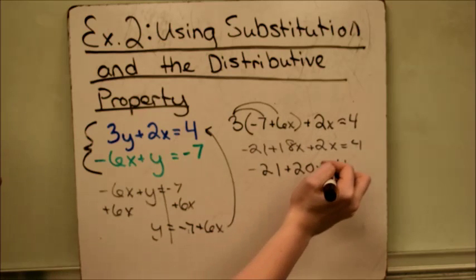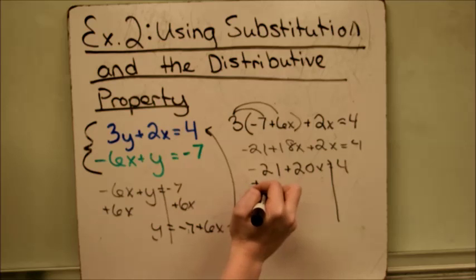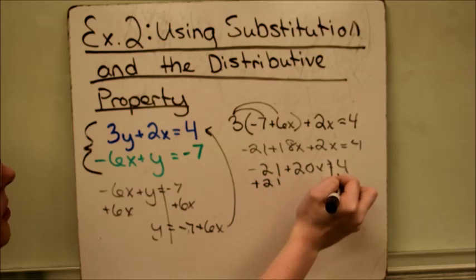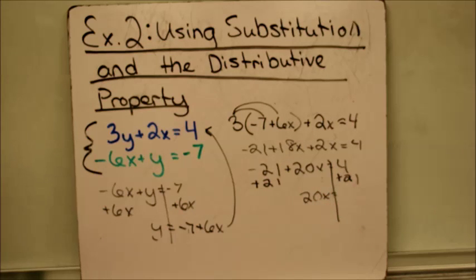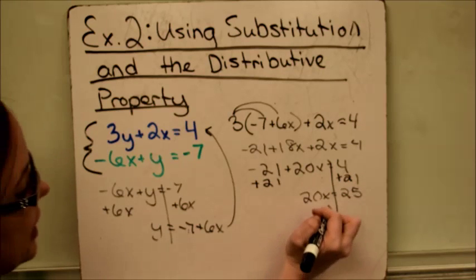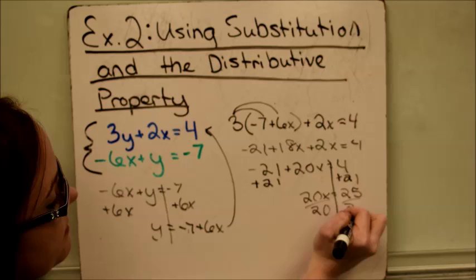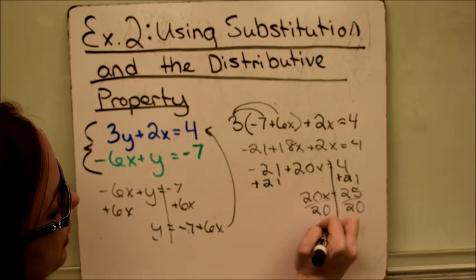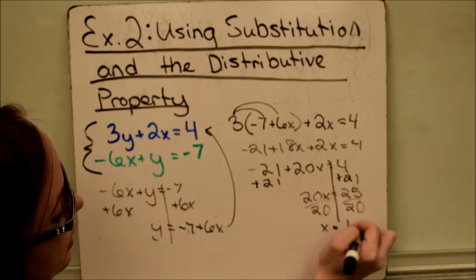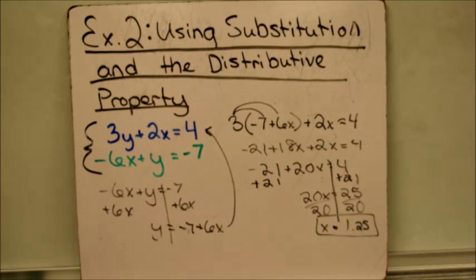Okay. Now I want to get my x terms by themselves, so I'm going to add 21 to each side. 20x equals 25. Okay. And now I'm going to divide by 20 on both sides. 25 divided by 20 is 1.25. So x equals 1.25. All right, so I have one of my answers, which is great.